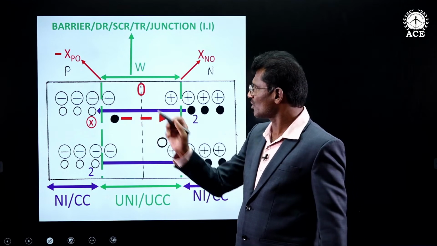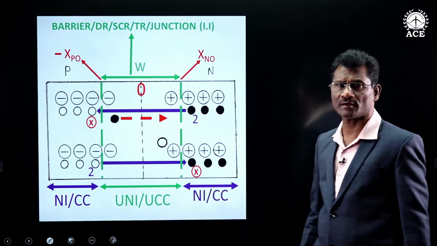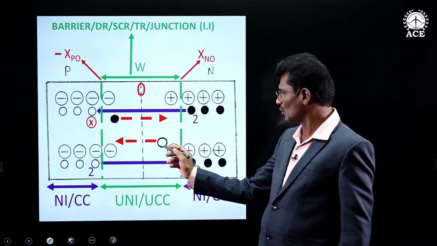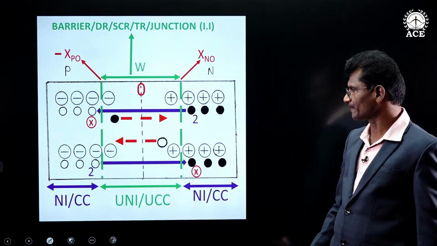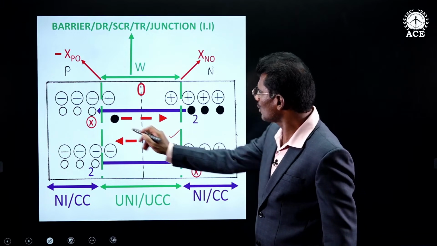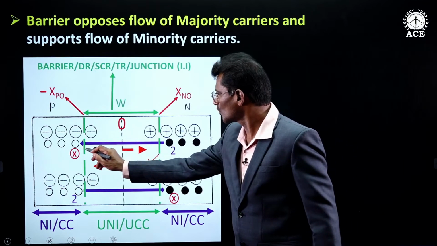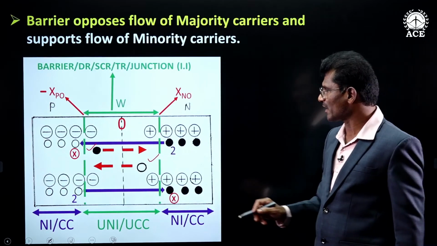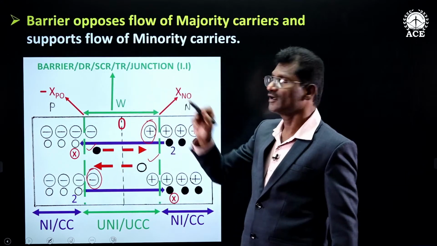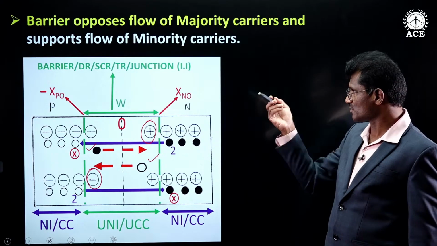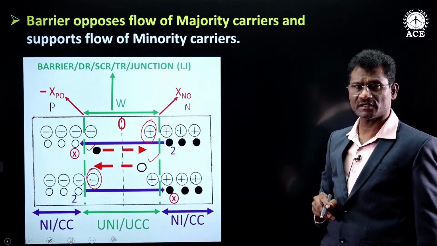Now, this electron which is negatively charged gets attracted by this positively charged donor ion, and this hole which is positively charged gets attracted by this negatively charged ion. If you can recall, this hole and this electron are minority carriers. They are attracted by this positive ion and negative ion existing in the depletion region. So that is the meaning of the second statement. Barrier supports flow of minority carriers.